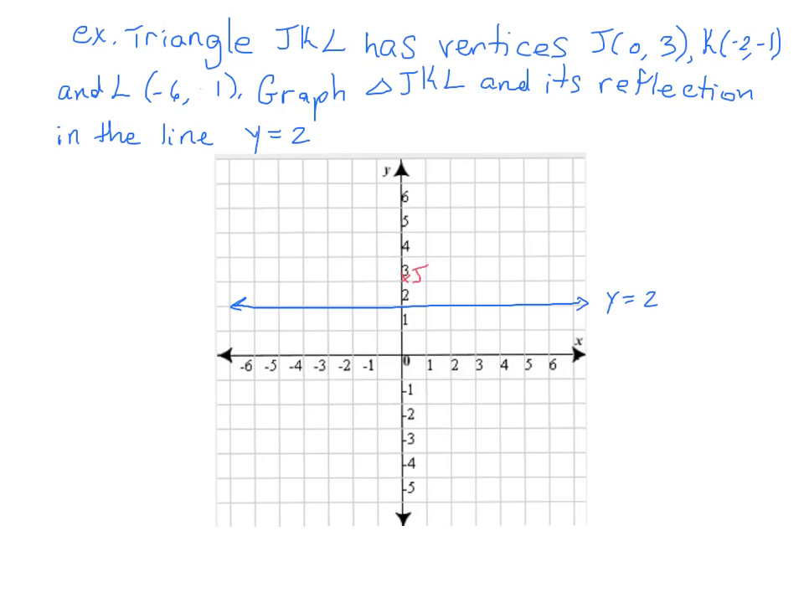That's J. We have -2, -1, so that's down here. That's K. And we have -6, 1, and that's L right here. And once we have those points, we can go ahead and join them and create our triangle, which looks like this.